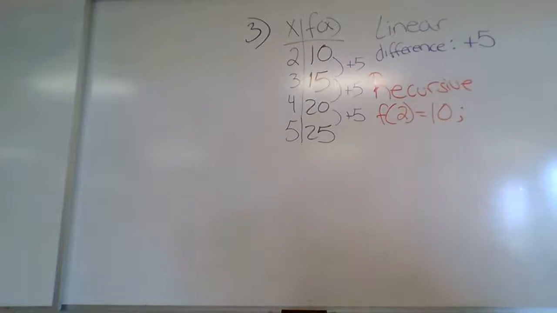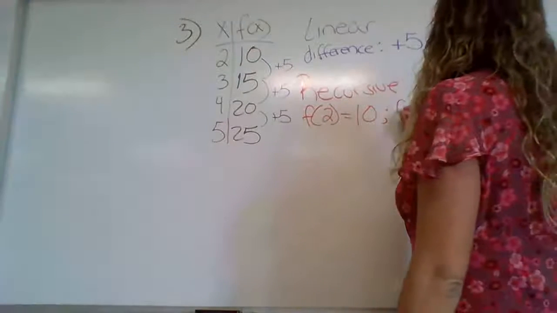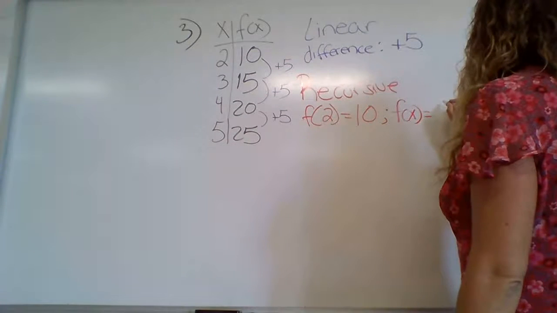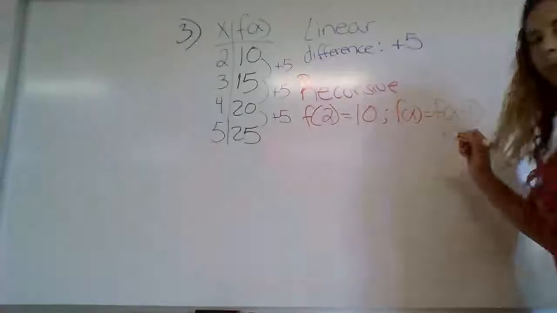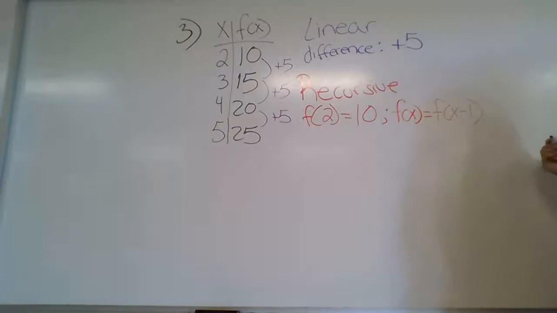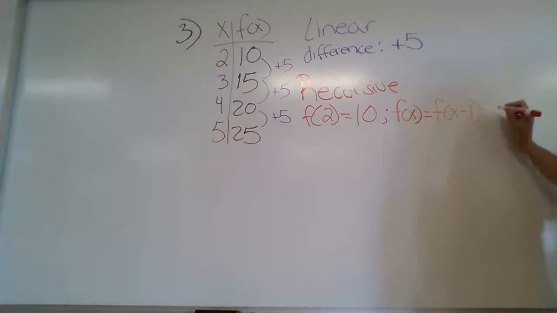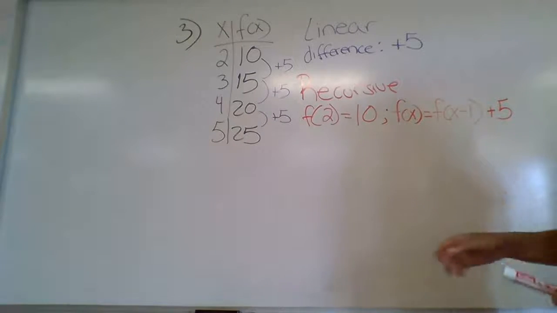And then you can write your actual equation. So you have f of x equals previous term, f of x minus 1, and then what are we doing each time? What is our common difference? We're adding 5. Okay, that's the recursive.